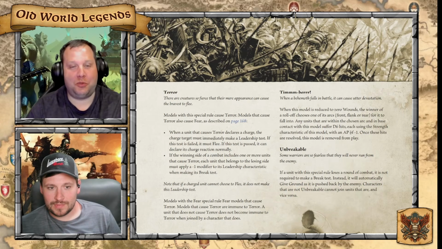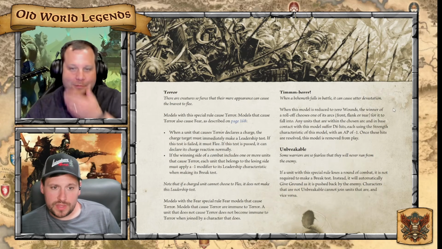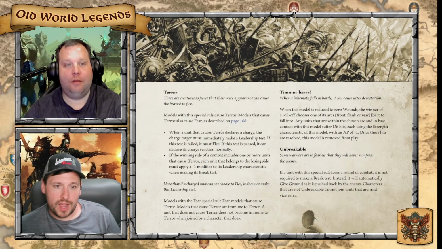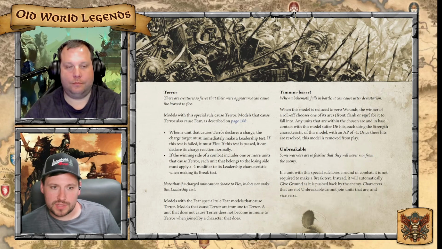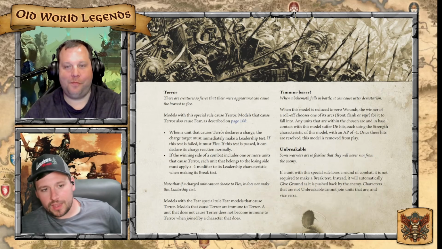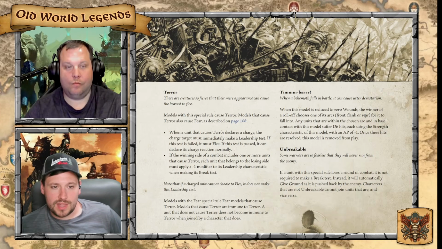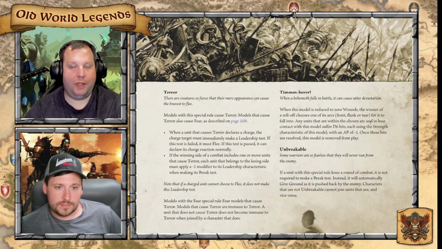But how does timber work? Let's walk people through it. So when a model with this gets reduced to 0 wounds in close combat, you do a roll off, and whoever rolls higher gets to pick which direction it falls in. And any units that are in base to base in that arc suffer D6 hits at the strength of the model with AP1. So if it's like a giant and it's like strength 6, D6 strength 6 AP1 hits is a lot of hits, especially if it already did all of its attacks into you as well. It can now just fall on you and add insult to injury. But, right, melee only, not from shooting. That's an important distinction.